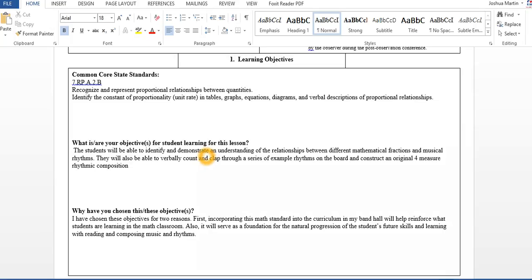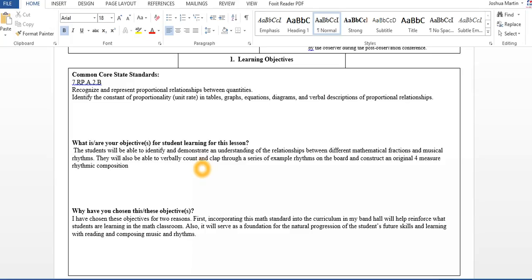What is the objective for student learning for this lesson? The students will be able to identify and demonstrate an understanding of the relationships between different mathematical fractions and musical rhythms. They will also be able to verbally count and clap through a series of example rhythms on the board, and construct an original 4-measure rhythmic composition.